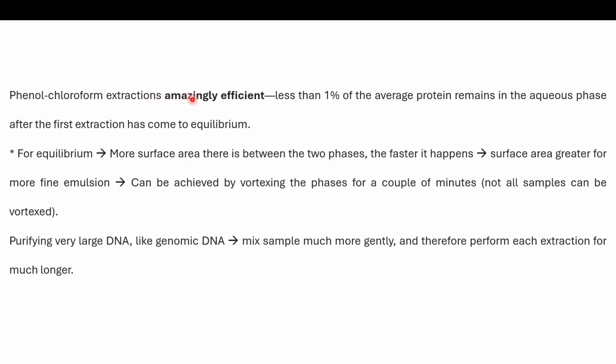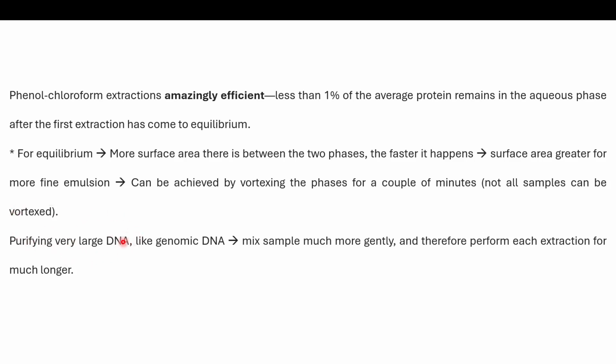And phenol chloroform extractions are amazingly efficient. It's heavily and very commonly used in all kinds of RNA and DNA extraction and purification processes, and less than 1% of the average protein remains in the aqueous phase after the first extraction has come to equilibrium. Now, for equilibrium, the more surface area there is between the two phases, the faster it happens. Surface area is greater for a fine emulsion, which can be achieved by vortexing the phases for a couple of minutes, but not all samples can be vortexed.